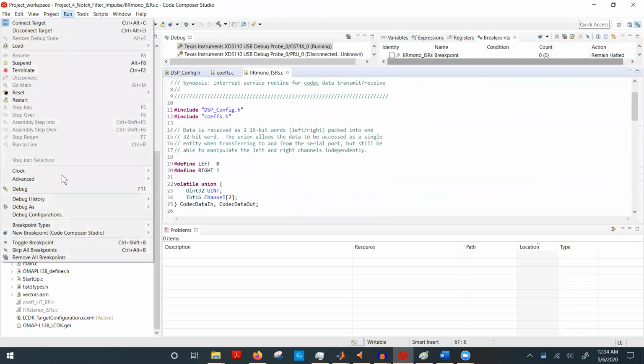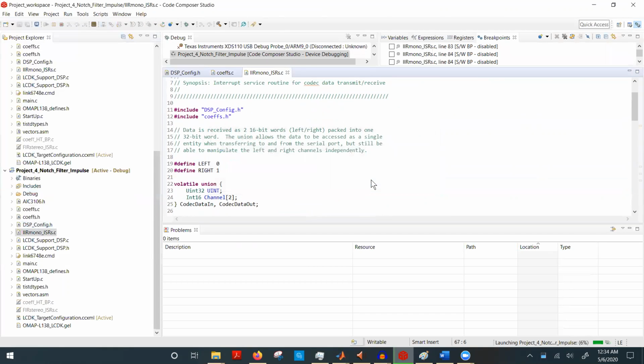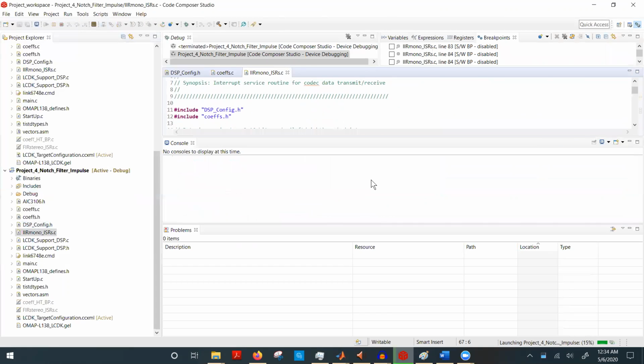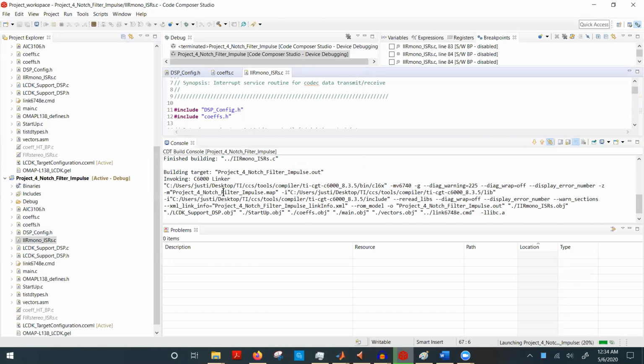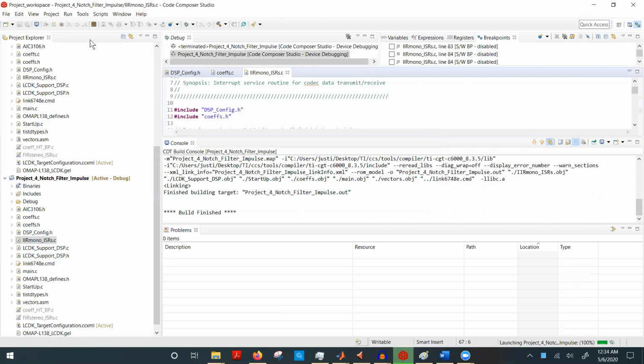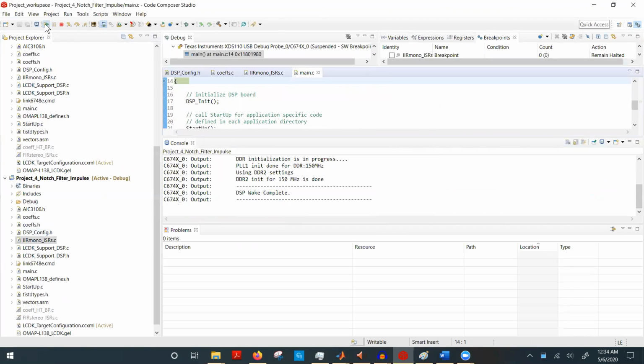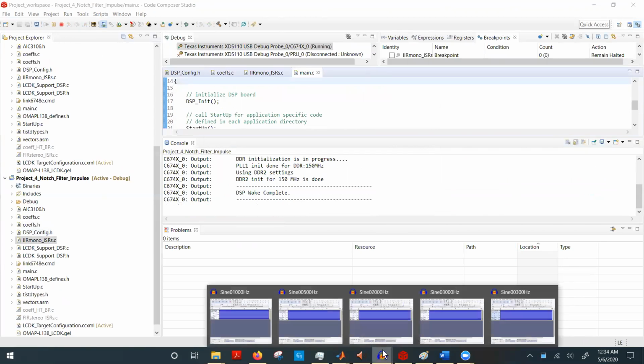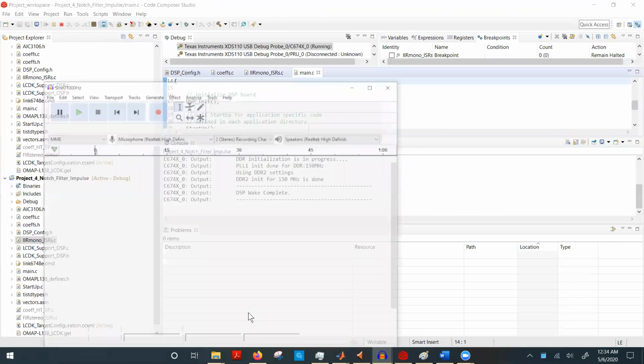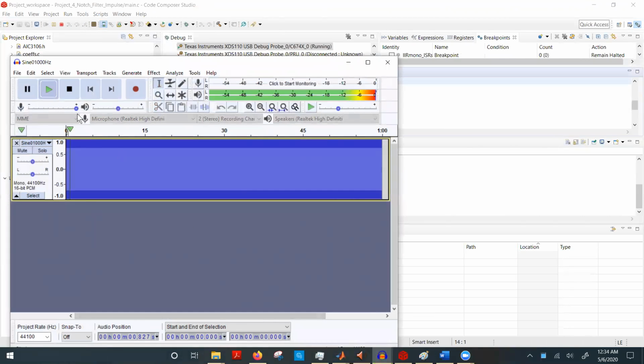So if I run this through debug, let this run. All right. So let's take a 1,000 hertz signal. For the 1,000 hertz signal, you can hear it. It passes through no problems.